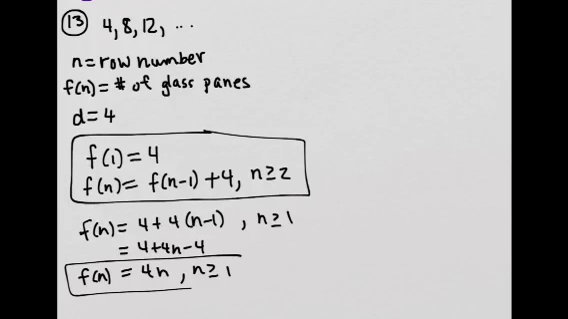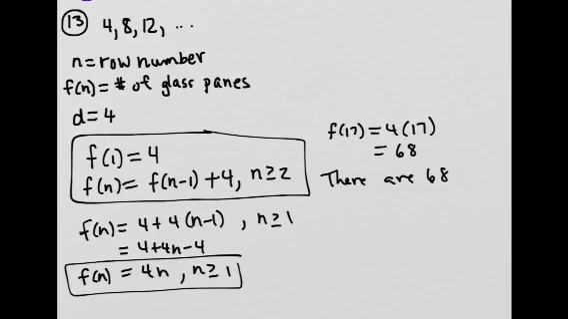So here's the formula. They want to know on the 17th row, right? So f of 17 equals 4 times 17. So it's going to be 68. So there are 68 glass panes on the 17th row.